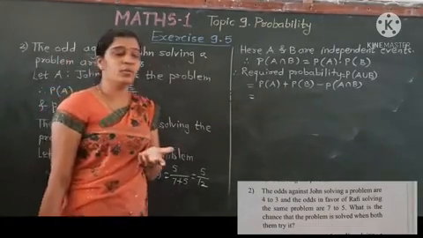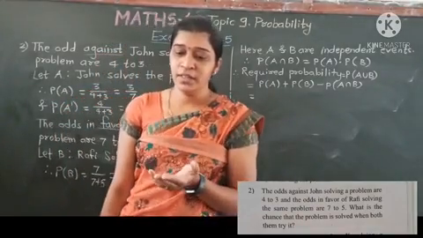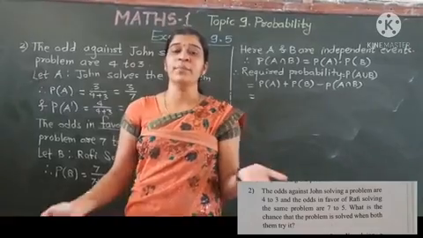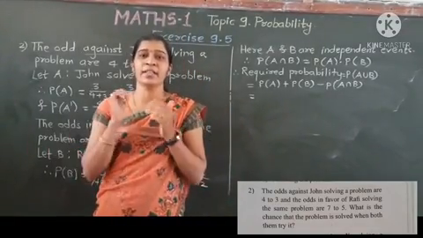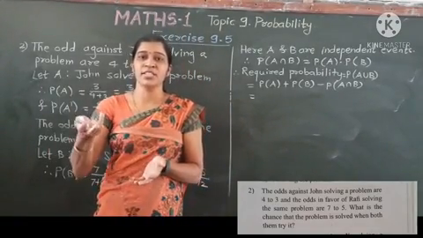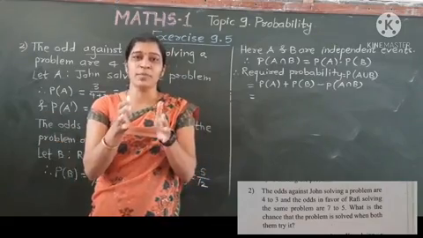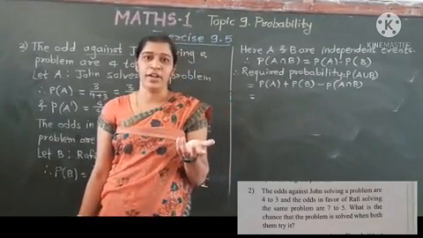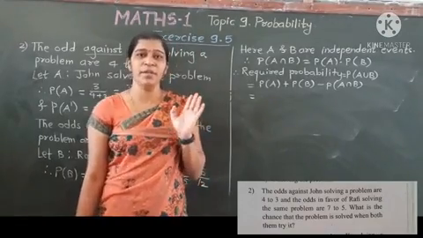Now we have to find the chances of the problem being solved when both of them try. Both of them trying, what are the chances that the problem is solved? Both of them means what? P of A union B. We have to find P of A union B.